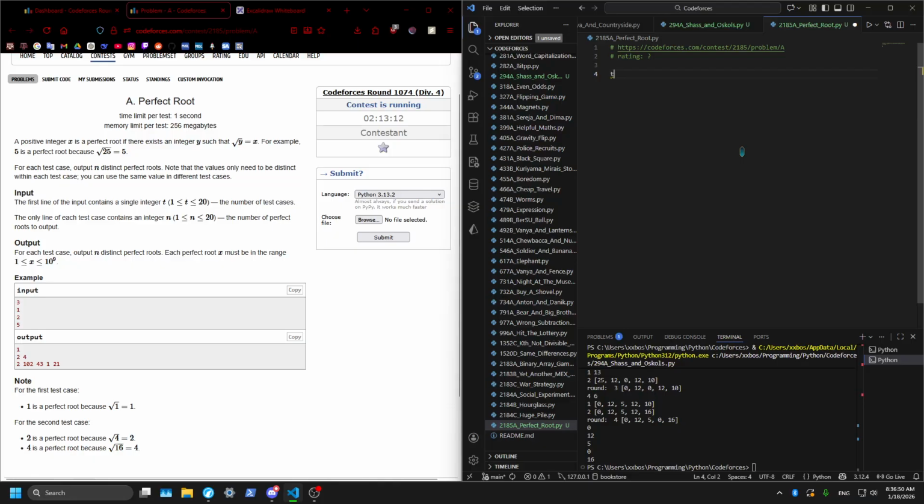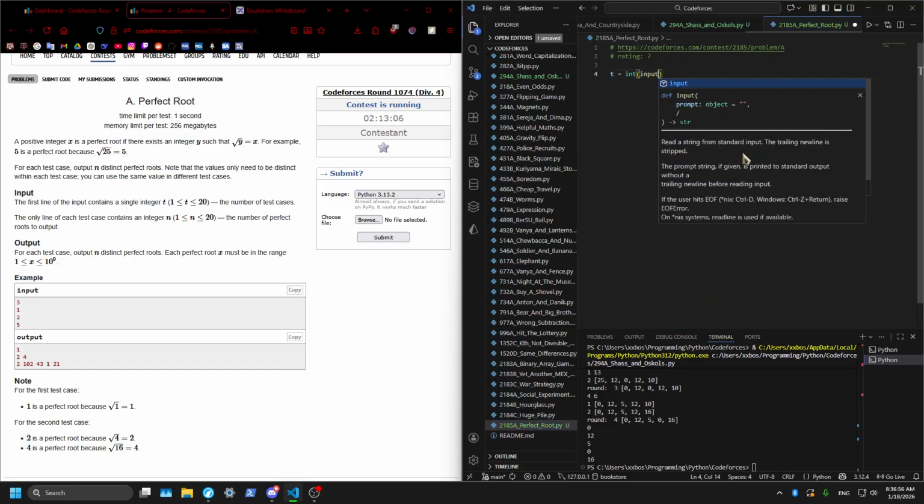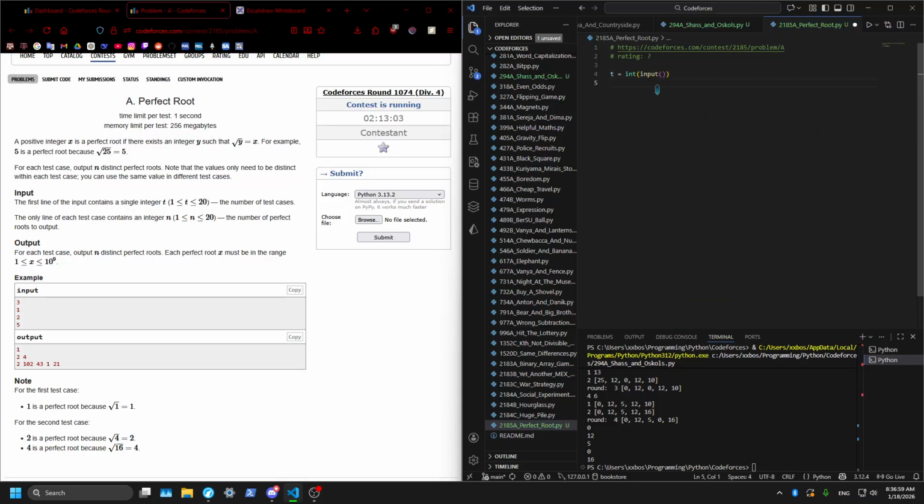First line contains a single integer t, equals int input. The only line of each test case contains an integer n, the number of perfect roots to output. So actually it's for blank in range t. We do this and then output n distinct perfect roots.